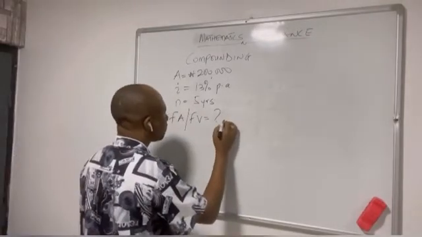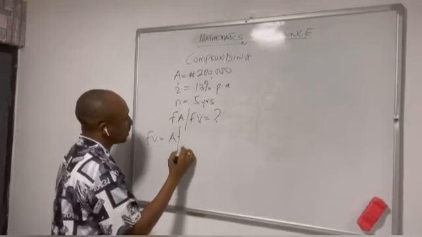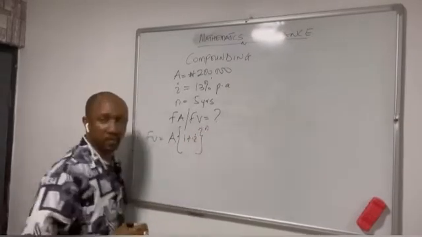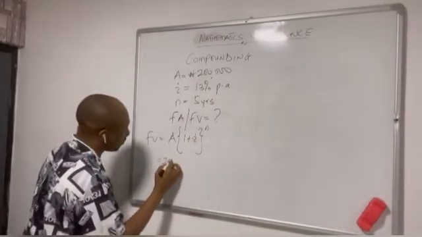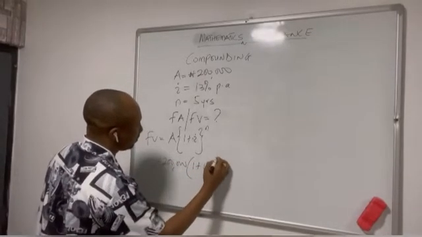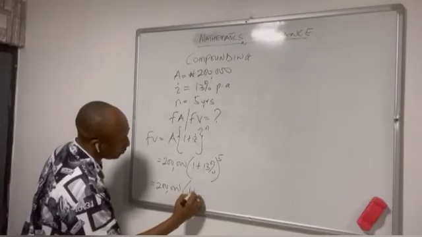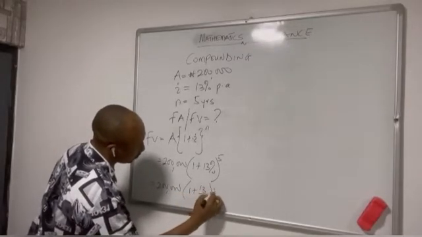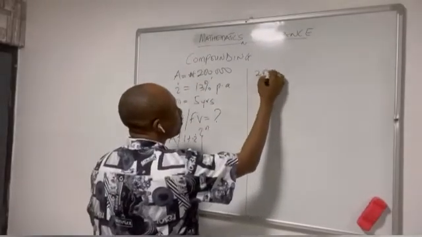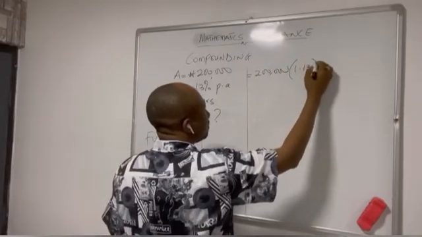So the future amount or the future value you will receive is calculated as the amount into 1 plus interest raised to power number of years. So that's 200,000 into 1 plus 13% raised to power 5. That gives you 200,000 into 1 plus 13 all over 100 raised to power 5. And that gives you 200,000 into 1.13 raised to power 5.